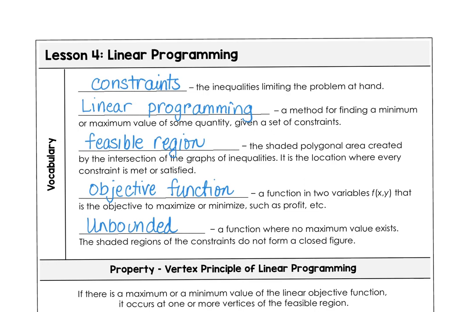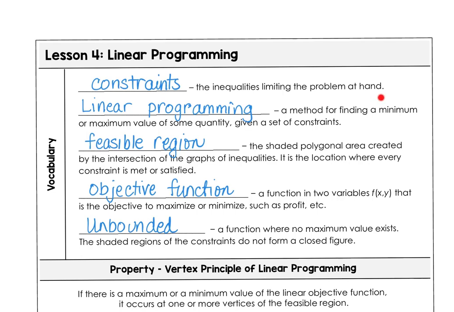In today's lesson, we're going to look at linear programming. This may be a new topic to most of us. Linear programming is a method that we're going to use to find minimum and maximum values of some quantity given a set of constraints. Now, constraints are defined to be the inequalities that limit the problem given to us.